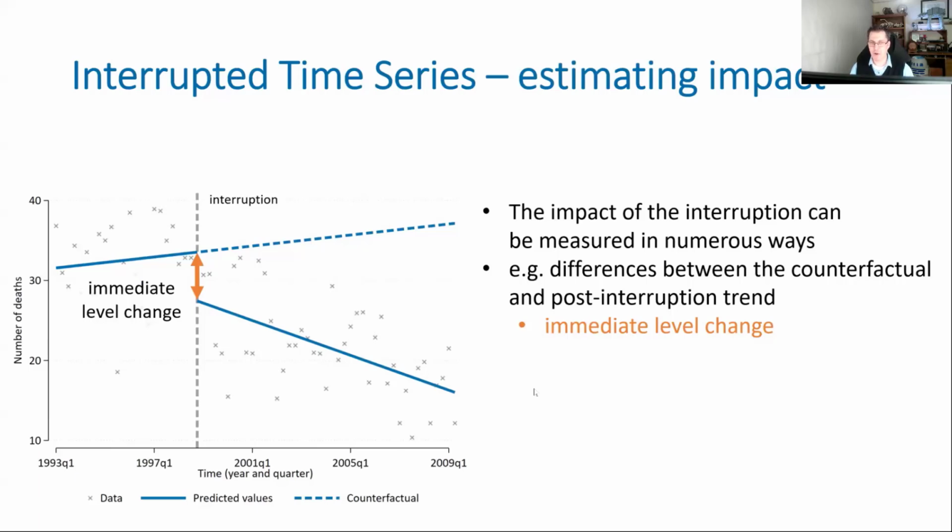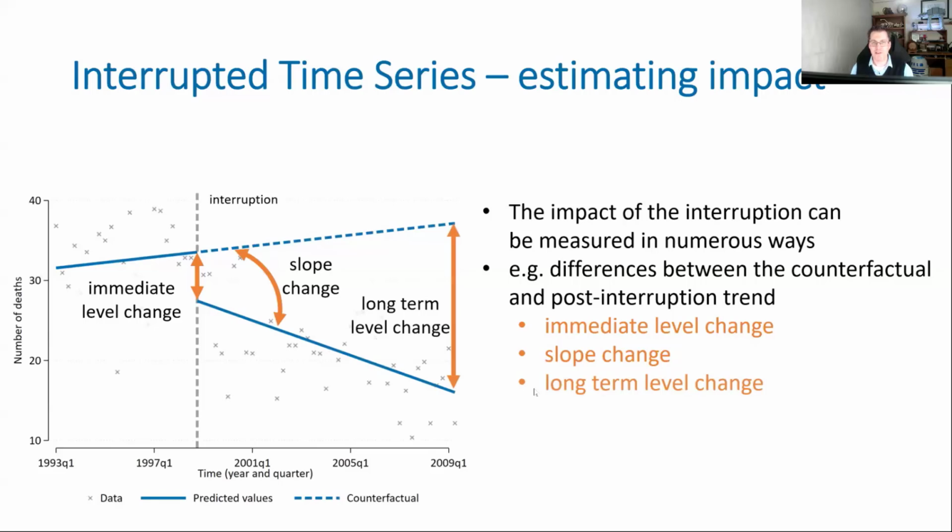And for those where it might not happen immediately, we might expect to see some change in trend. And so another way to measure the impact is to look at the change in slope between what we expected was going to continue happening and what we actually see. Another quite common measure of impact is to look at the level change long term. So down the track, after maybe we've had some time for the intervention to take hold, we can look later and see a long-term level change. Now, these are three common ways to measure the impact. There are others as well, but these are the most common ones.